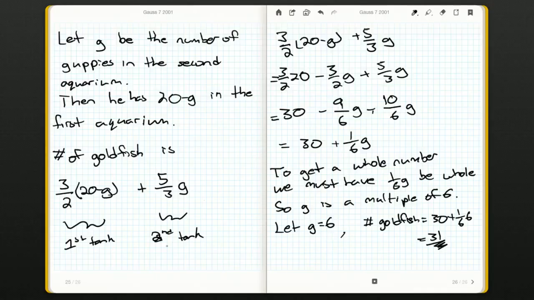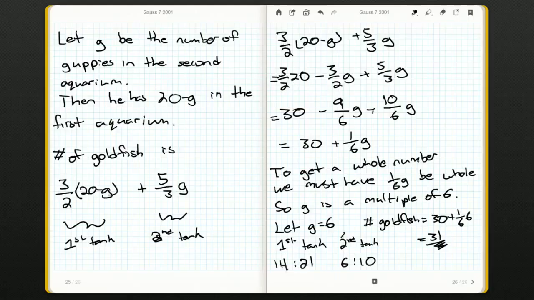Well, let's double check. So in the first tank, what will we have? Well, we'll have 20 minus g, so that's 14 guppies. And how many goldfish is that? 14 divided by 2, that's 7 times 3, that's 21. And in the second tank, we'll have 6 guppies, and 5 thirds times 6, that's going to be 10.